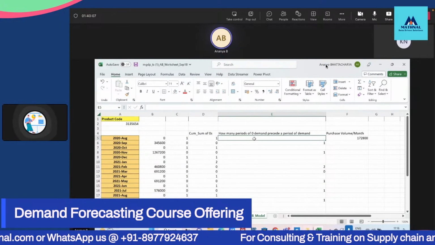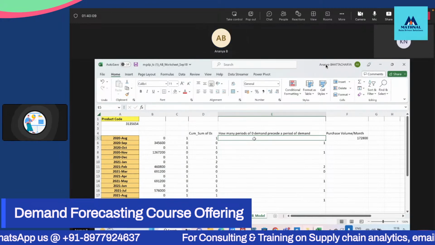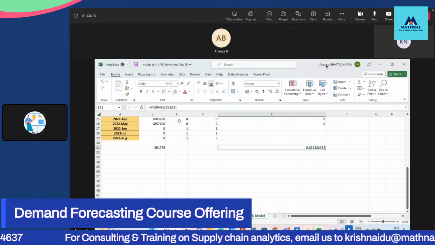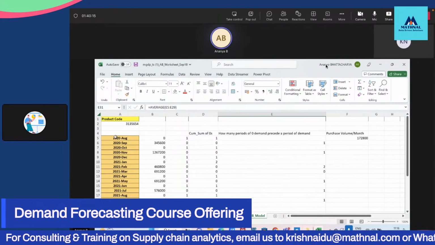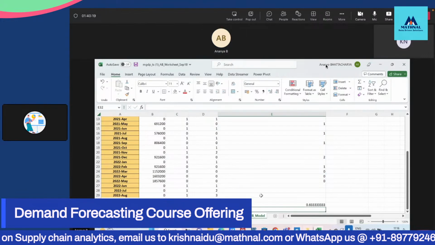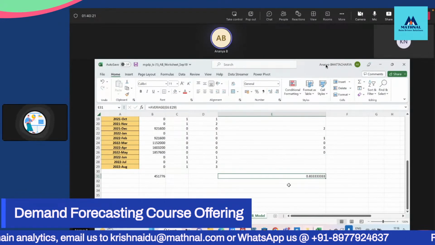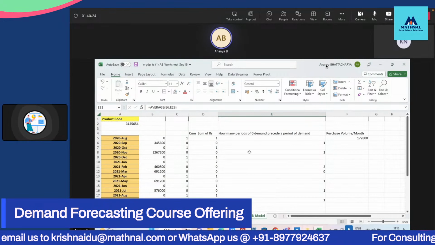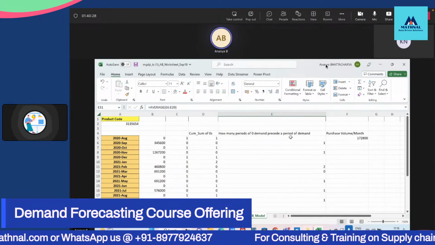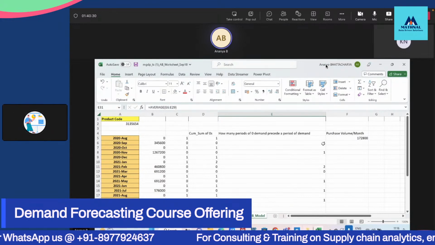I was thinking, should I include this column? Don't include that. So this begins from E5. E5 should begin from, it is still 0.83. So this 0.83 means 0.83 periods of zero demand for one period of demand.